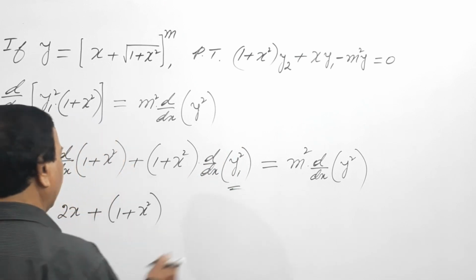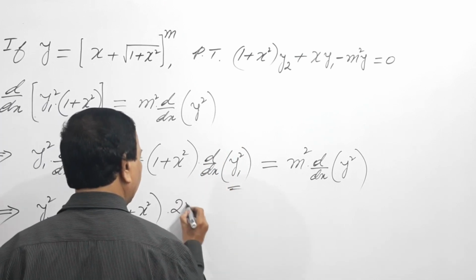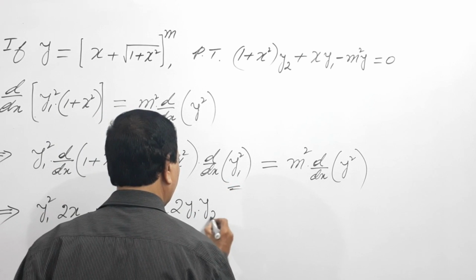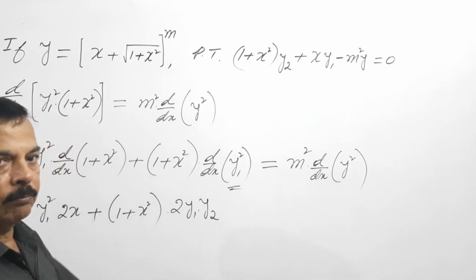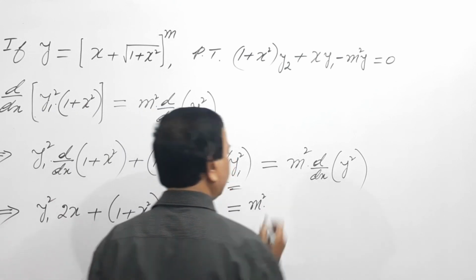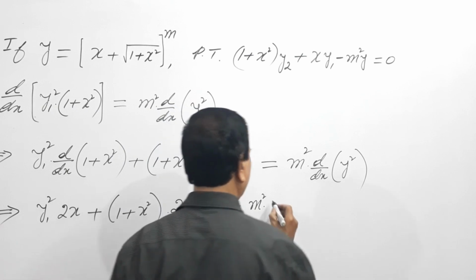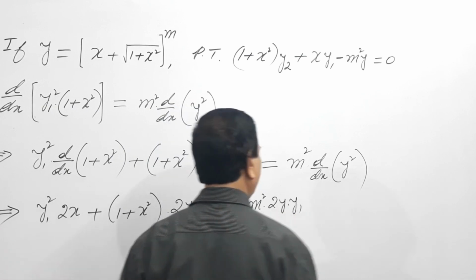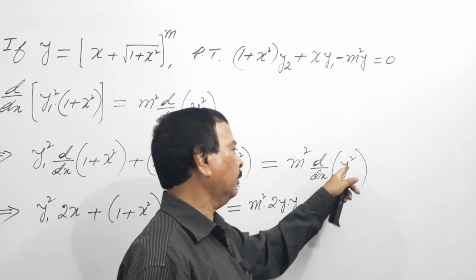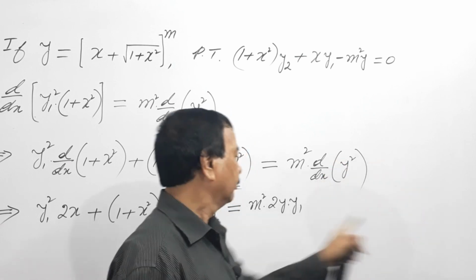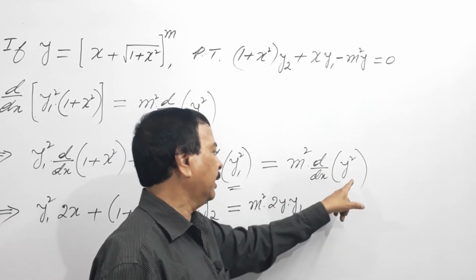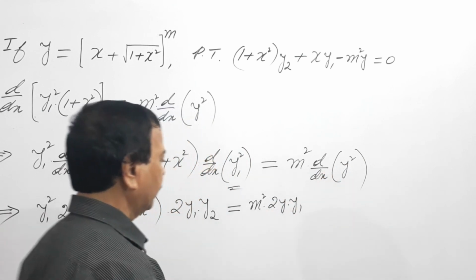So d by dx of y1 square is 2y1 and d by dx of y1, that is y2. Remember this: 2y1 into y2 equals m square. What about this? Same thing, 2 into y into y1. It is like x to the power n: n into y to the power 2 minus 1 into d by dx of y. If you differentiate y square you get 2 into y, and d by dx of y is y1.